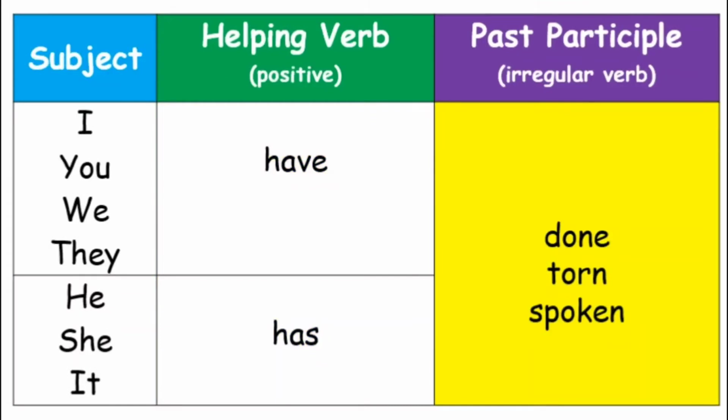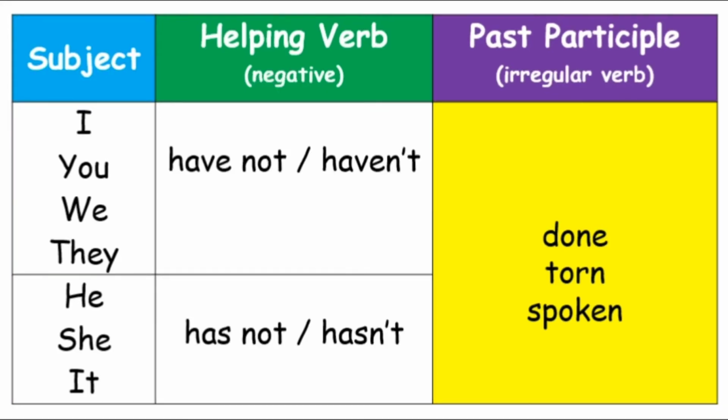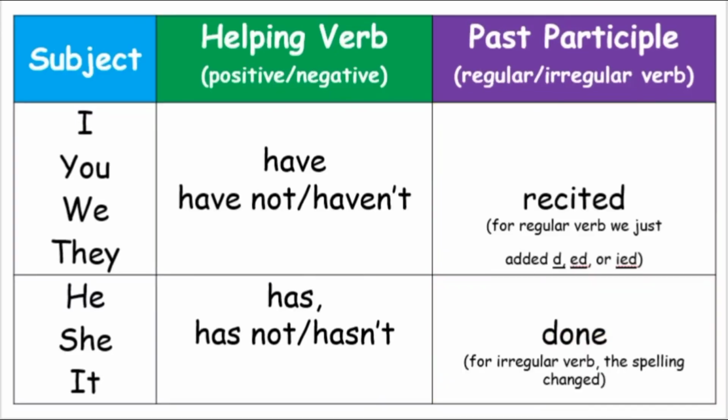For past participle, the verb becomes irregular once the spelling is changed, such as done, turned, and spoken. This one is a negative of irregular verb. Again, let us be reminded that have is positive and haven't is negative. The regular verbs are added with e, ed, or ied, and for the irregular verbs, the spelling has changed.